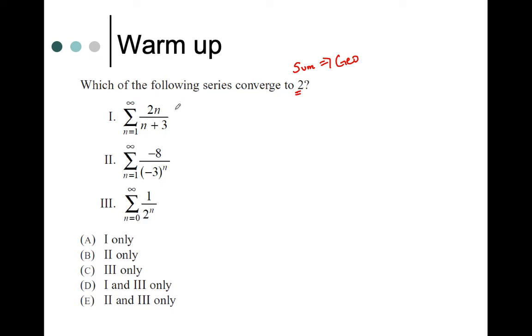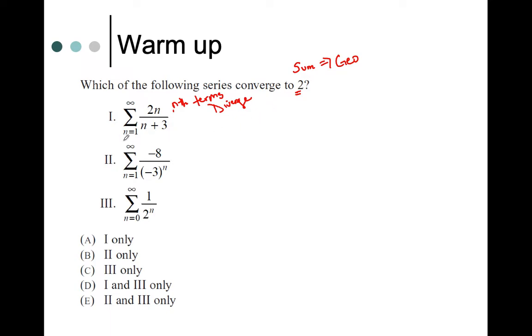And the other thing you want to think of is, every time you're asked about a series converging, do the terms go to 0? Because of the nth term test for divergence, if your terms don't go to 0, you automatically don't converge. Now, if your terms do go to 0, you might converge, but you might not.